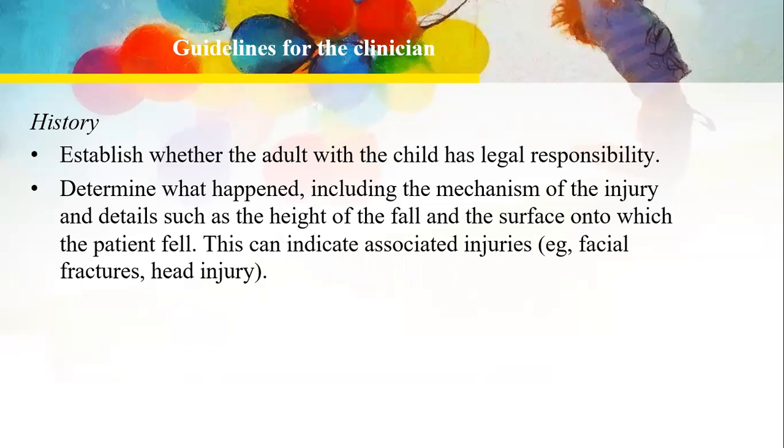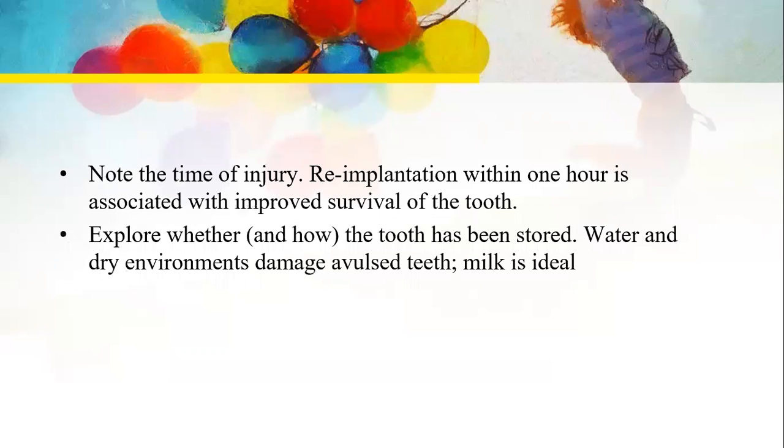Determine what happened, including the mechanism of the injury, how the injury happened which led to the avulsion of the tooth, and details such as the height of the fall and the surface onto which the patient fell. This can indicate associated injuries, for example facial fractures or head injuries, and you can suspect them if there are any associated symptoms or other signs. Note the time of the injury. Replantation within 1 hour is associated with improved survival of the tooth.